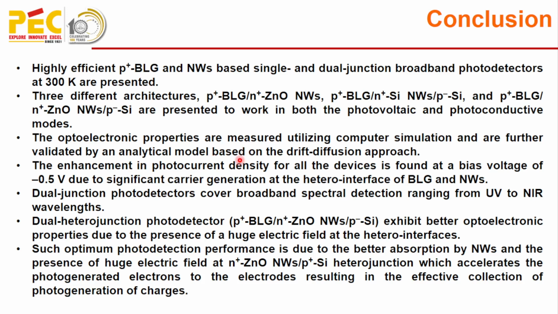The enhancement in photocurrent density was found for all the devices due to the efficient carrier generation at the heterointerface of the bilayer graphene and nanowire. The dual junction photodetector covers the broadband spectral region from ultraviolet to near infrared. It was also found that the dual heterojunction photodetector, that is device 3, exhibits better optoelectronic properties due to the presence of a huge electric field at the interface. This electric field accelerates the photogenerated electrons to the electrode, resulting in effective collection of the photogenerated charge carriers. So device 3 covers the broadband spectral region.